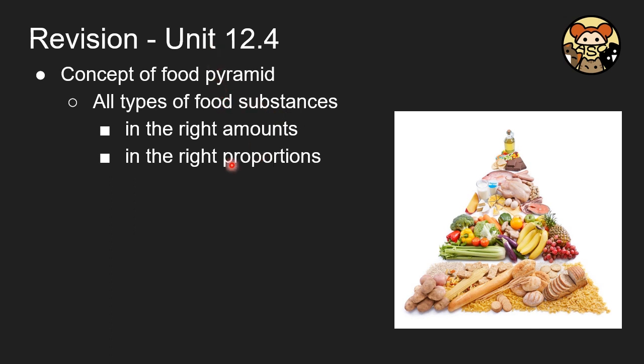So in this part we'll talk about the food pyramid first. For the food pyramid, it means that all types of food substances should be taken in the right amount and also in the right proportion. So on the very top will be oil, and the middle part will be the meat, and then followed by vegetables, and at the bottom will be carbohydrates like bread or rice.